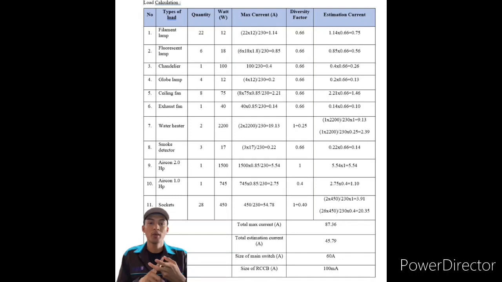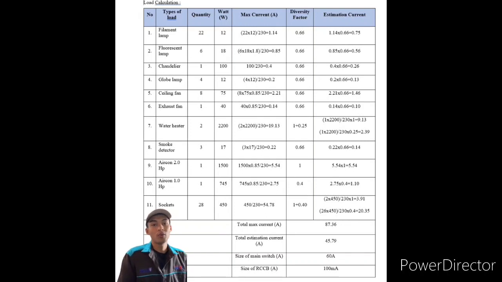For the smoke detector we have 3, with the wattage averaging at 17 watt, and we get the max current of 0.22 multiplied with the diversity factor of 0.66, and for that our estimation current we get 0.14.